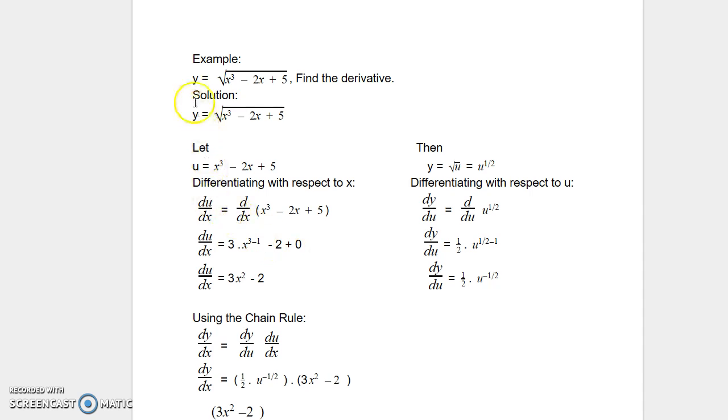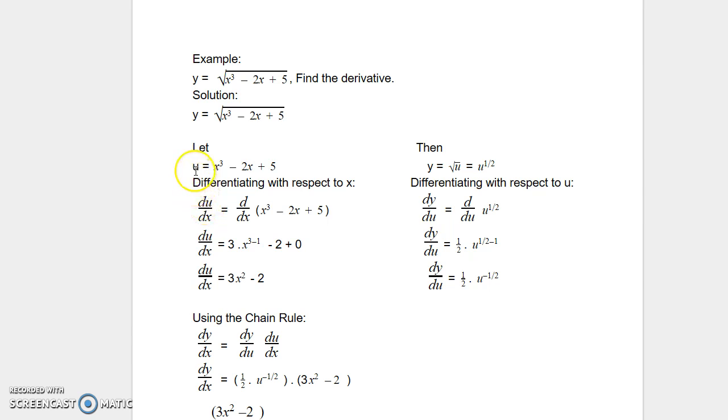Let's say we have an example, we have a function of this kind, y is equal to the square root of x cubed minus 2x plus 5. We want to find the derivative of this complex function. We want to be able to identify the inside function and then also identify the outside function. Let's call the inside function u, and then it will be equal to x cubed minus 2x plus 5, and therefore the outside function y is equal to u to the power of half.